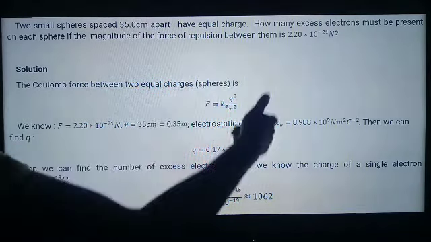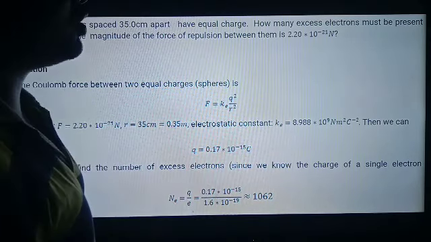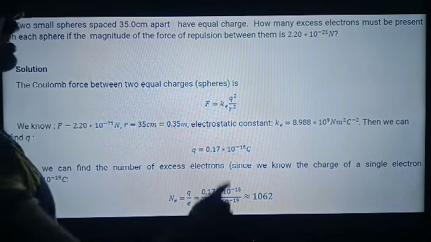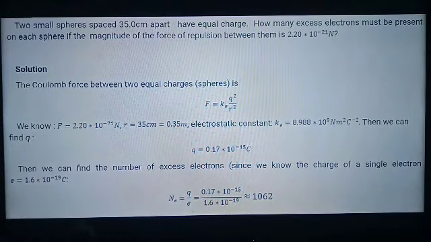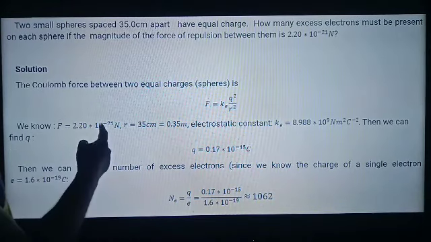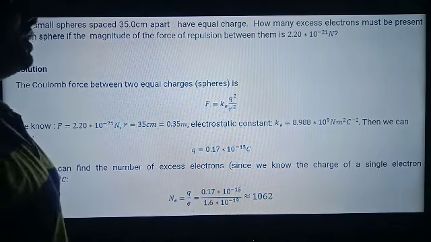Let's see the solution. The Coulomb force between two equal charged spheres is, this is the formula, F is equal to K Q1 Q2 upon r square. Because it is written have equal charge, so Q1 is equal to Q2, that is Q. So Q1 Q2 is Q square. K is the constant, that is 1 upon 4 pi epsilon naught, and r is the distance. We know in the question F is given 2.20 × 10^-21 Newton and r is 35 centimeter or 0.35 meter.